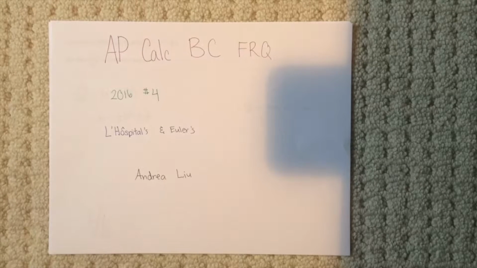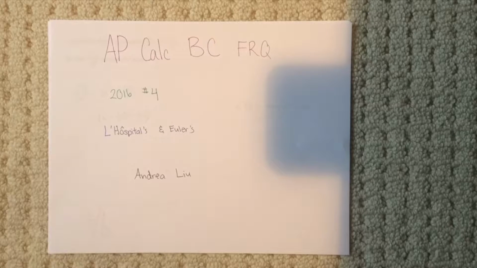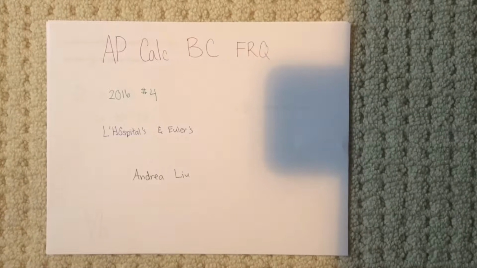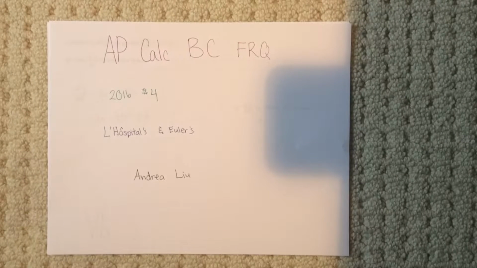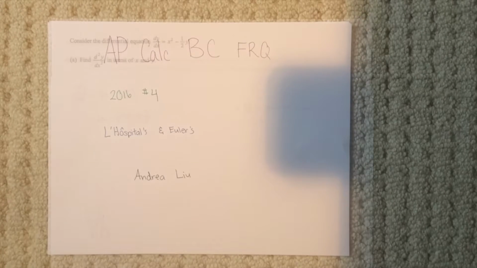So today, I'll be going over the AP Calculus BC FRQ from the year 2016, number 4. This question focuses on two main concepts, the first of which is L'Hopital's rule, and the second is Euler's method, which I'll be going over in my presentation.